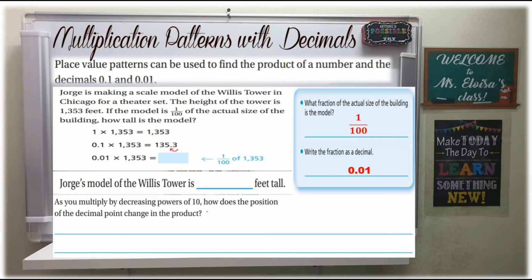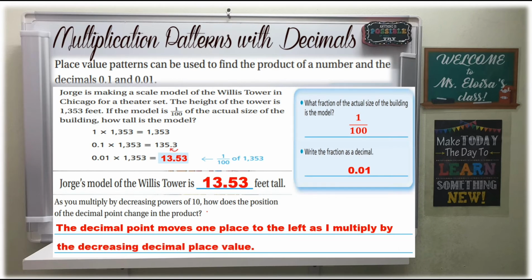0.1 times 1,353 equals 135.3. And 0.01 times 1,353 equals 13.53. So that means 1/100th of 1,353 is 13.53, which is the height of the model of the Willis Tower. As you multiply by decreasing powers of 10, how does the position of the decimal point change in the product? The decimal point moves one place to the left as we multiply by the decreasing decimal place value.